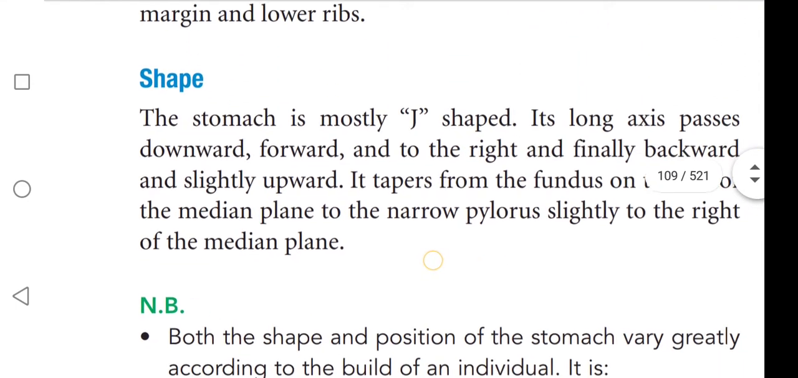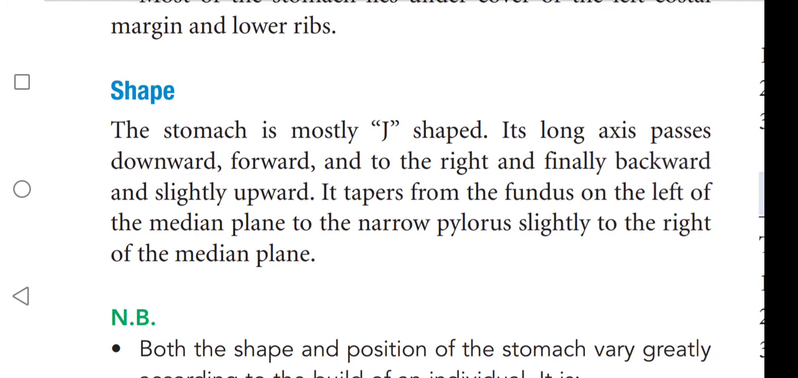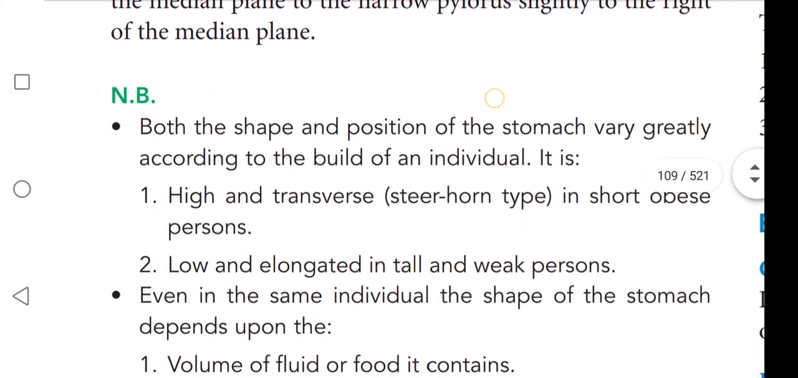Next, coming to the shape. The shape is mostly J-shaped. Its long axis passes downward, forward and to the right and finally backward and slightly upward. It tapers from the fundus on the left of the median plane to the narrow pylorus slightly to the right of the median plane.